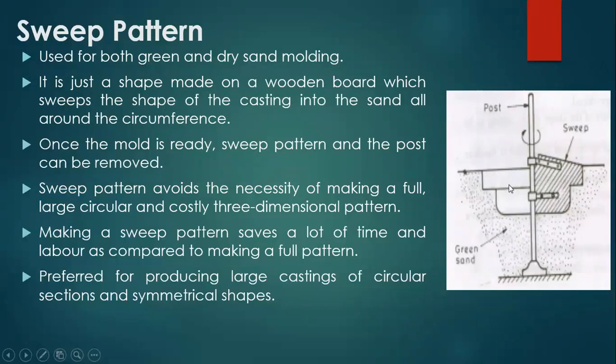Now this is the mold cavity. This white portion is called the mold cavity. This hatching line is the sweep. That sweep is rotated about the post, and the mold cavity as well as this sweep and post are surrounded by rammed molding sand. That sand may be green sand or dry sand. Now as and when the mold cavity is ready, we will remove this post, and whatever base is there will remain at the bottom. We just remove this post and the sweep. After removal of the post and sweep, a small hole is created at this place. In that hole we can place the core and carry out the pouring operation.